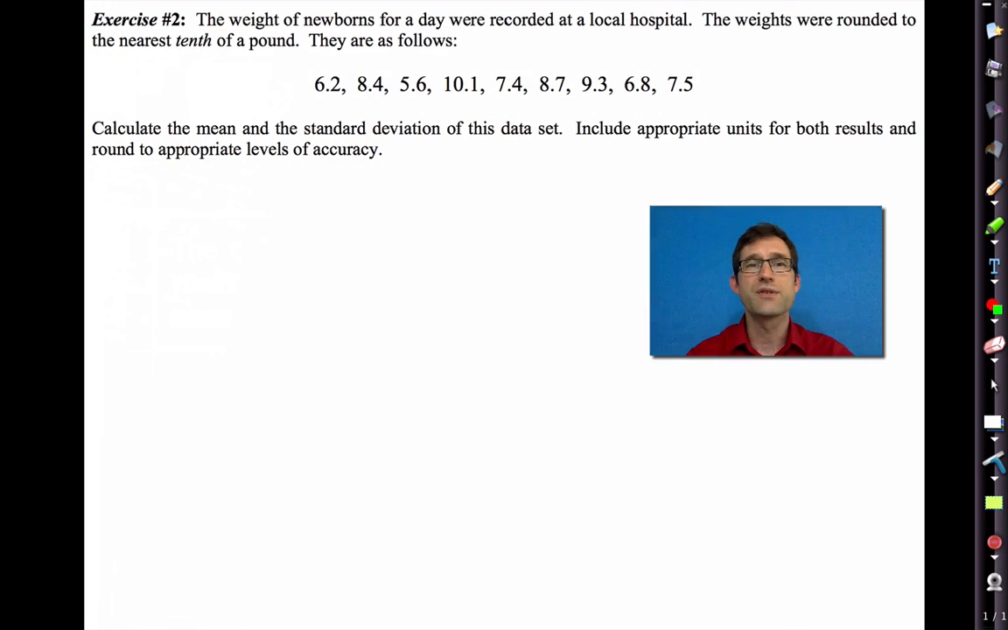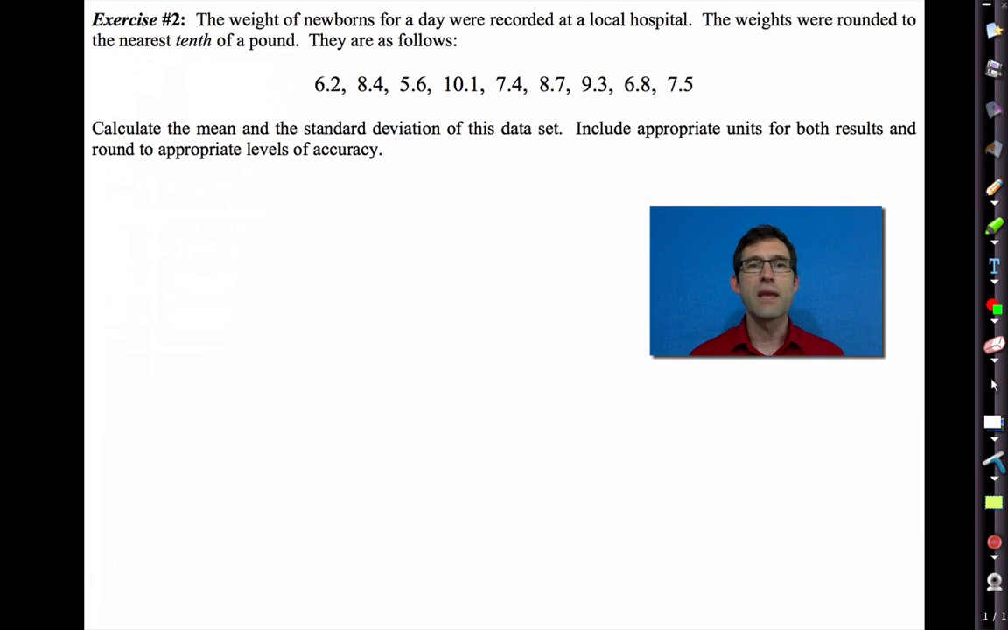The weights of newborns for a day were recorded at a local hospital. The weights were rounded to the nearest tenth of a pound. They are as follows. So in other words, you had newborns, babies. One of them was 6.2 pounds, 8.4 pounds, 5.6 pounds, 10.1 pounds, etc. But all of these have been rounded to the nearest tenth of a pound.